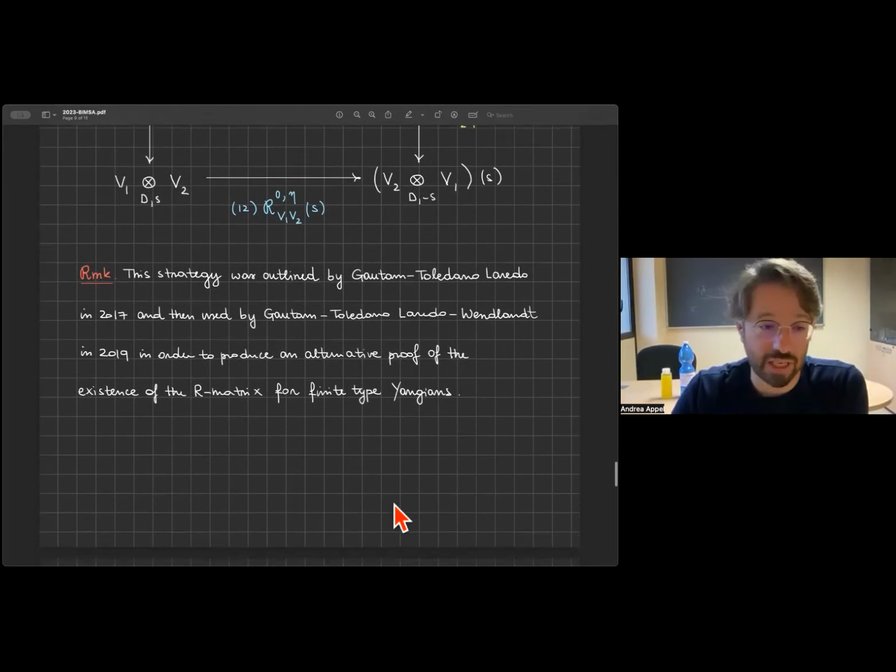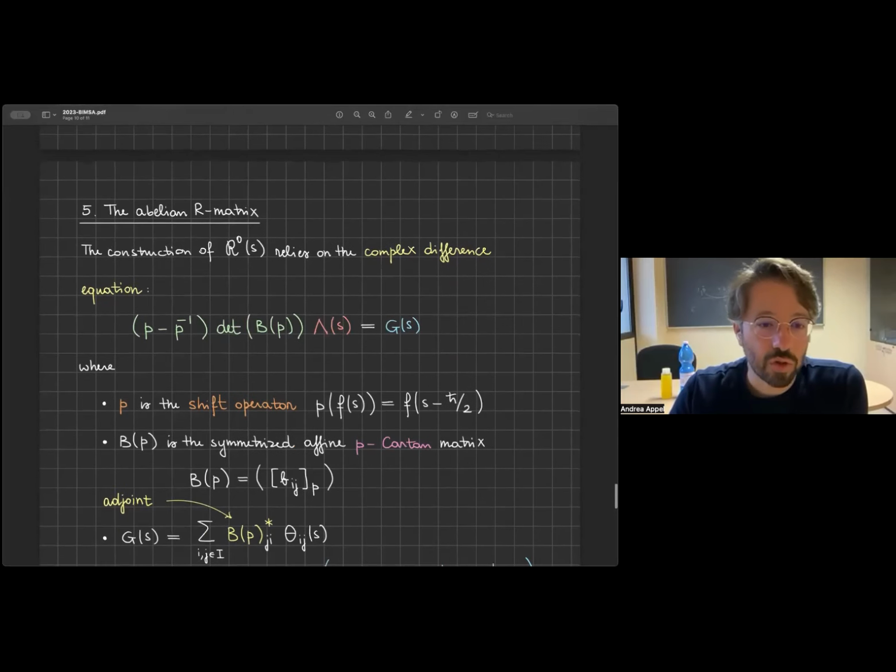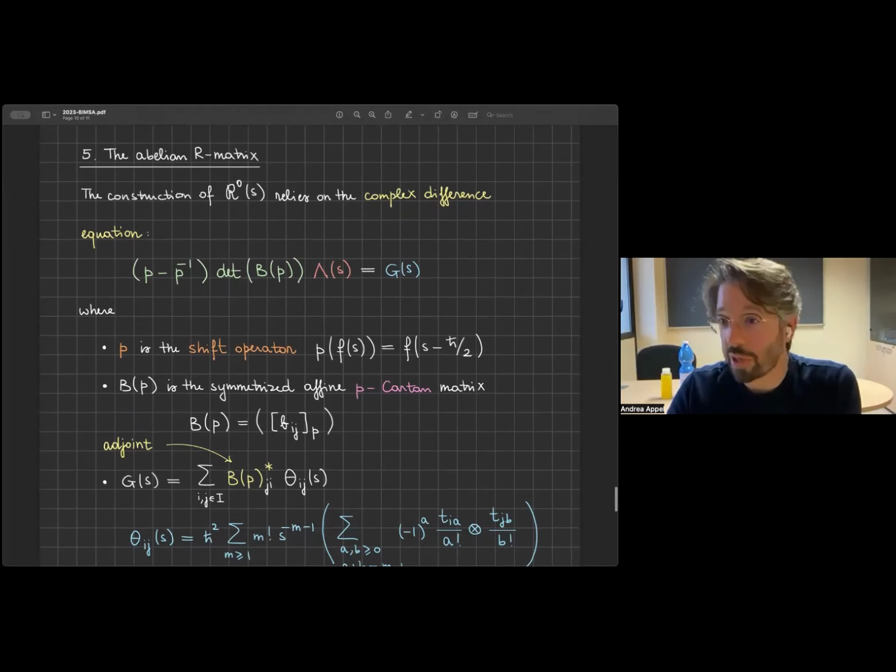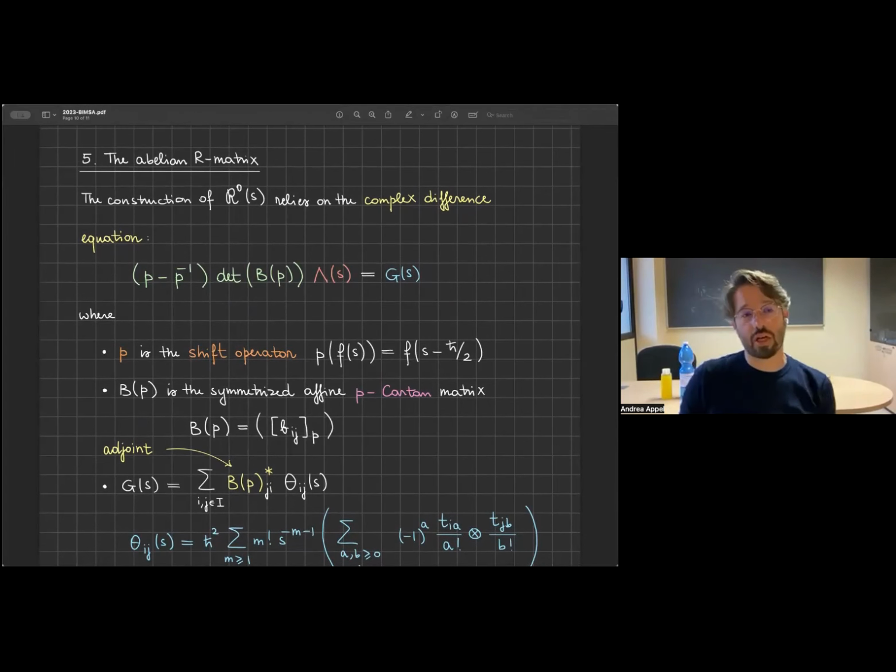The most innovative part of the story is the construction of the abelian R matrix. The construction of the abelian R matrix for the affine Yangian relies on a difference equation, which has a combinatorial flavor. So we consider the difference equation that you see here.